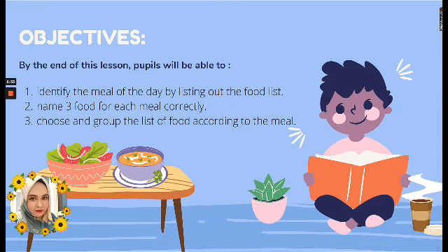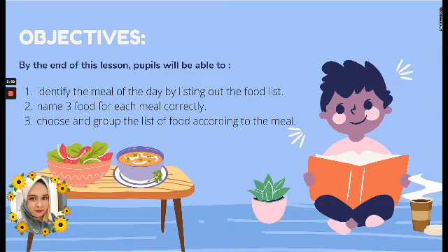Okay, by the end of this lesson, pupils will be able to identify the meal of the day by listing out the list of food. And then you will be able to name 3 food for each of the meal correctly, and choose and group the list of the food according to the meal.